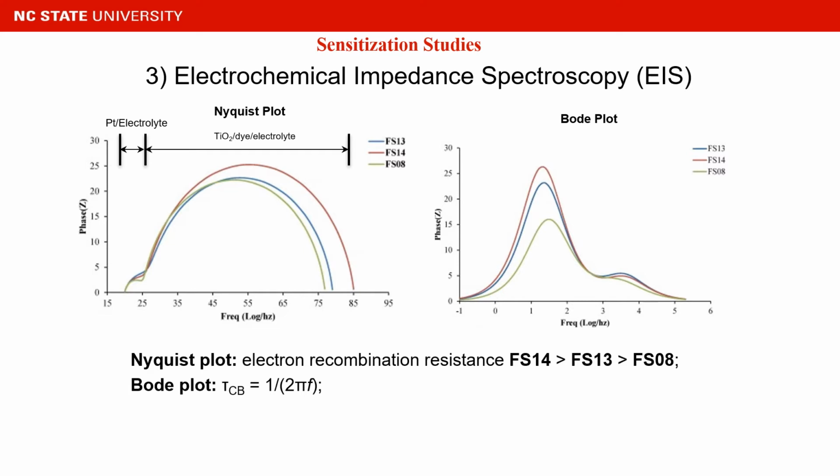This slide shows the electrochemical impedance spectroscopy, EIS. From the Nyquist plot, we found that the electron recombination resistance decreases in the order FS14, FS13, FS8. And from the Bode plot, we found that the electron lifetime τ equals 1 over 2π f.